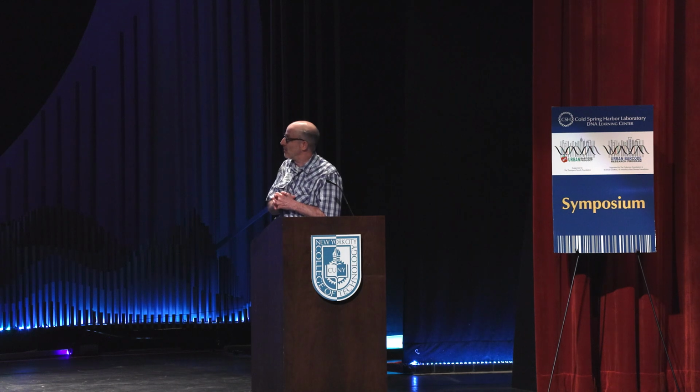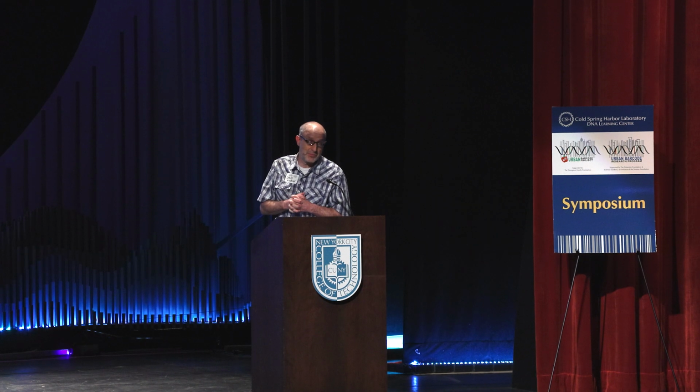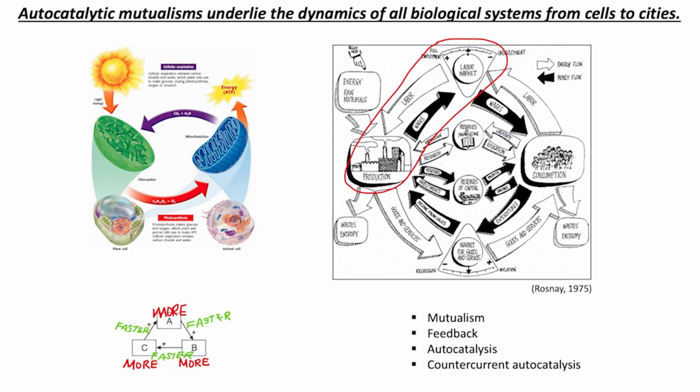Now, as I said, autocatalytic pathways have been observed everywhere from cells to cities. We have here a familiar example involving two key processes inside of cells, photosynthesis and cellular respiration, and both of those have within them autocatalytic pathways. In fact, the entirety of cell metabolism has been regarded by some to be a large autocatalytic network.